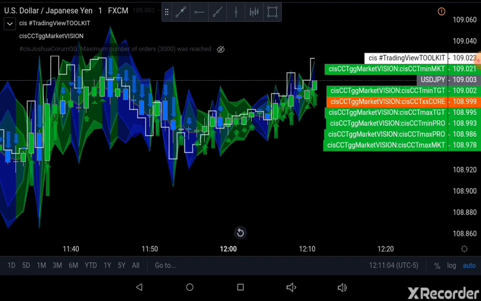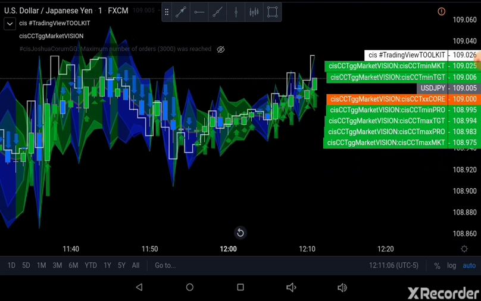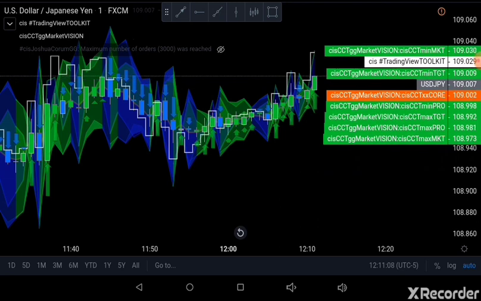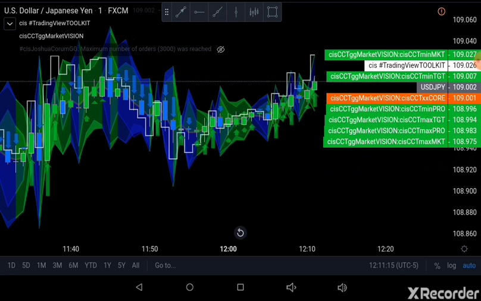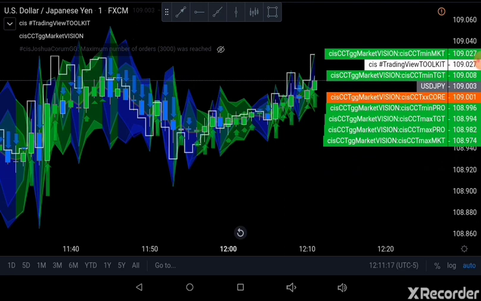And I'll release a video later on that goes over all the different utilities of the new CIS CCT GG Market Vision 2020 indicator for TradingView. But for right now, I just wanted to give you an opportunity to take a look at this US dollar Japanese yen on a 1 minute chart.